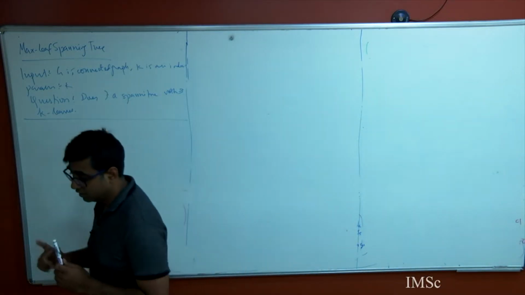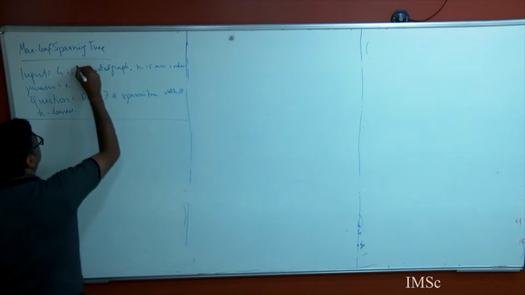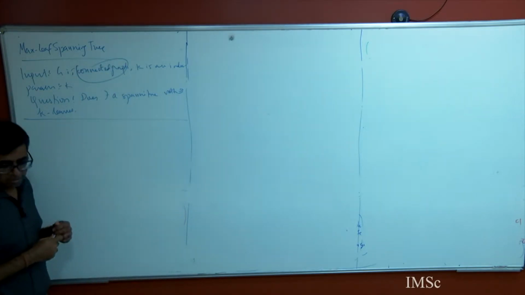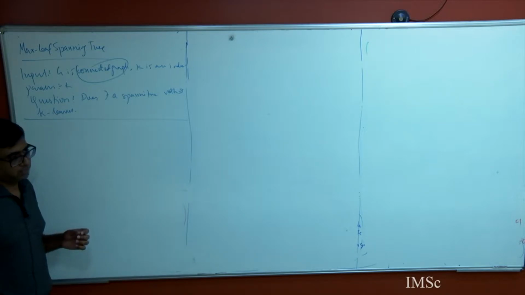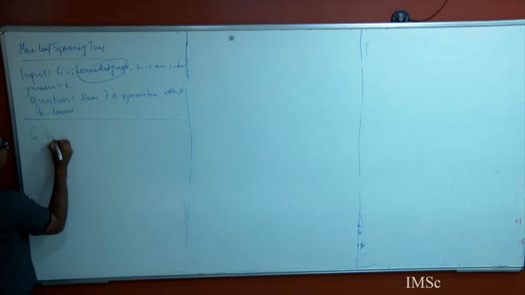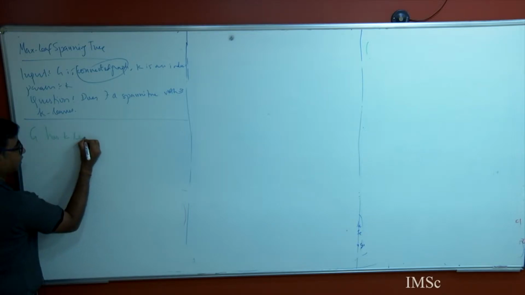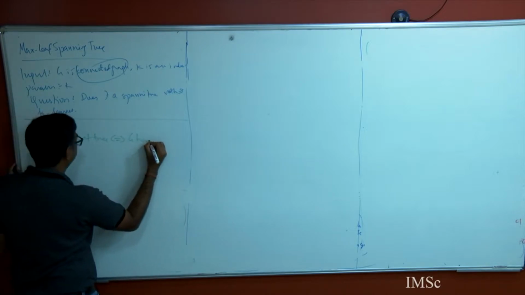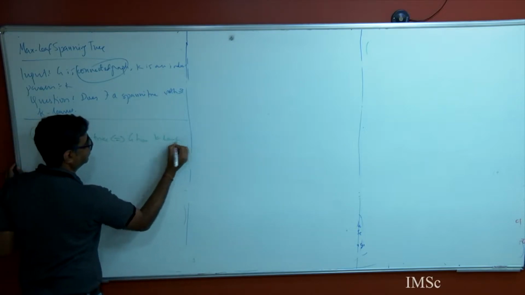This is why I assume that this is a connected graph. Otherwise, whatever you are trying to say may not hold. You see what I'm saying? So what I'm going to say: G has a K leaf tree if and only if G has a K leaf spanning tree.